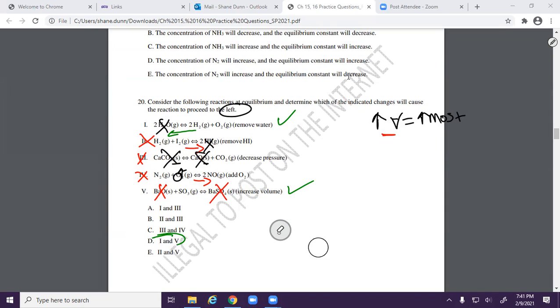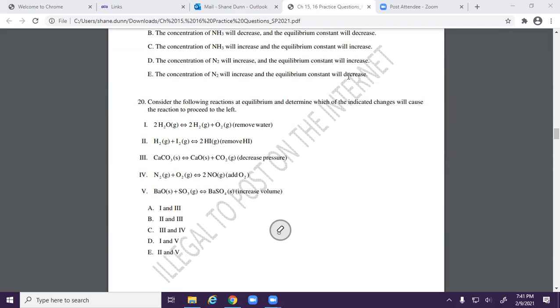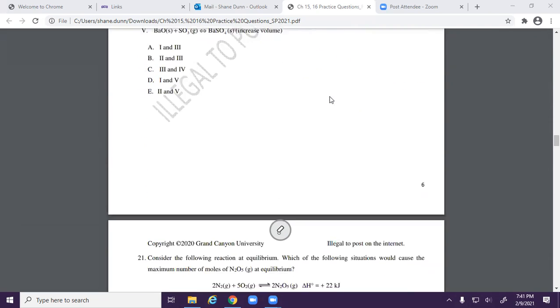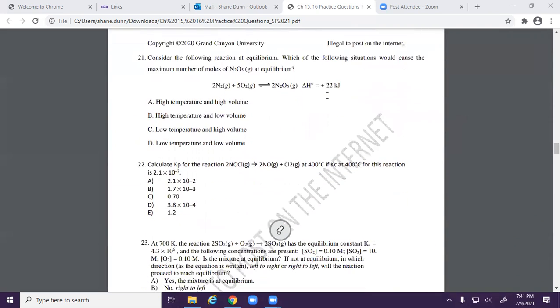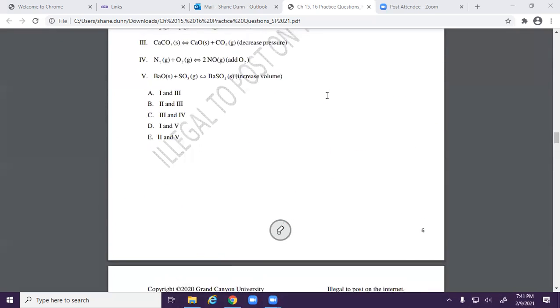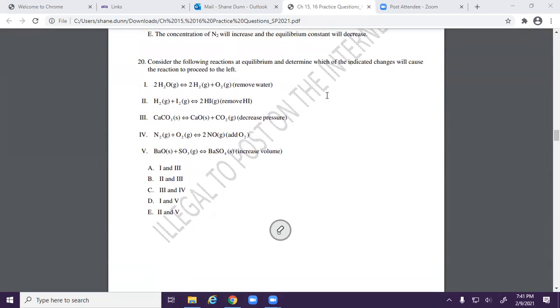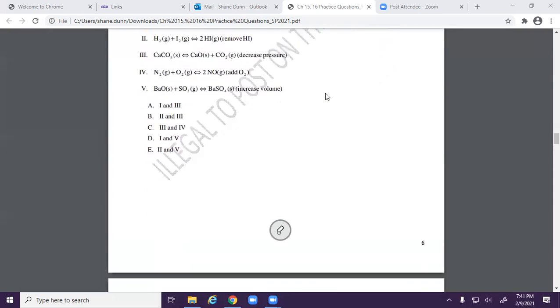How many questions we got on Le Chatelier's principle? They're trying to beat it into your head, guys, because it is important. So if it wants to proceed to the left, you just remove something from the product. Yep. The reactant side. Okay.